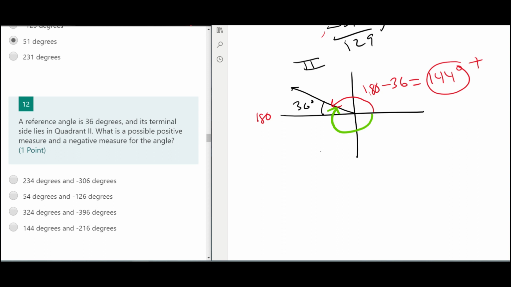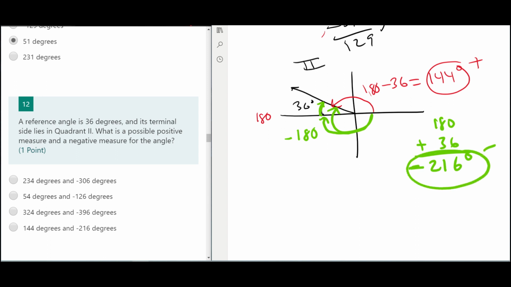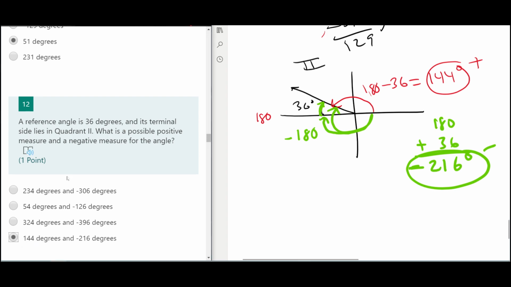Now let's look at our negative angle. So we know that from here to here is negative 180, right? Because clockwise is negative. And then I have to go an extra 36 degrees, right? So that means I got to add 36 degrees to it. So it's going to be 180 plus 36, which is 216 degrees. But remember, we're traveling clockwise, so it's going to be a negative angle. So this is my negative angle right here, and then we got our positive. So negative 216, positive 144.